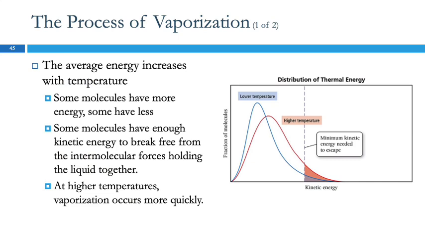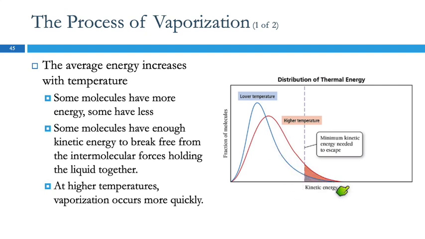So the average energy of those particles will increase with temperature, but not all of the molecules have the same energy. The temperature is the average. So at any given temperature, we've got a range of energies. So at low temperature, this might be sort of the average kinetic energy, but there's this big range of different energies that are possible.